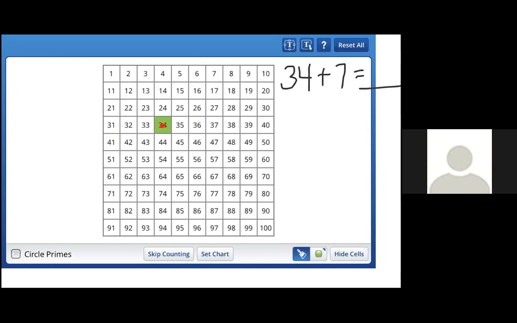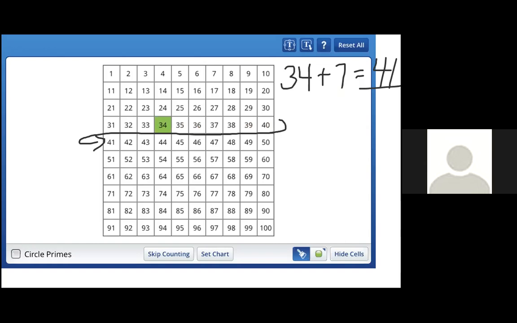I'm going to start at 34 and I'm going to count on 7 more. Here we go. 1, 2, 3, 4, 5, 6, 7. 34 plus 7 is 41. It's sometimes tricky to make that return sweep to the next row. It's hard to keep track of that.